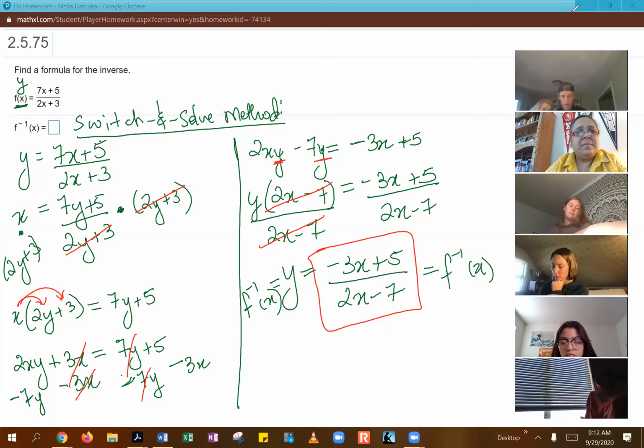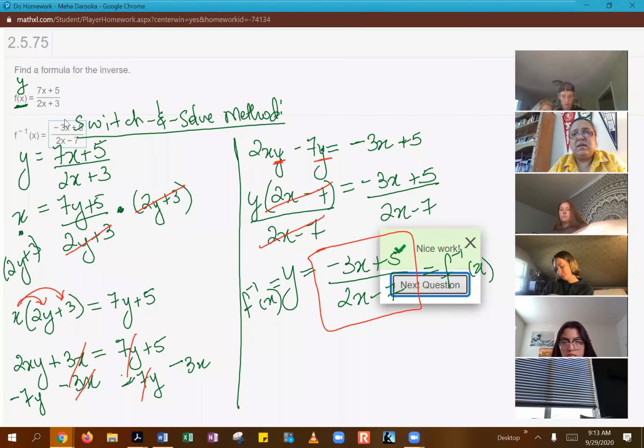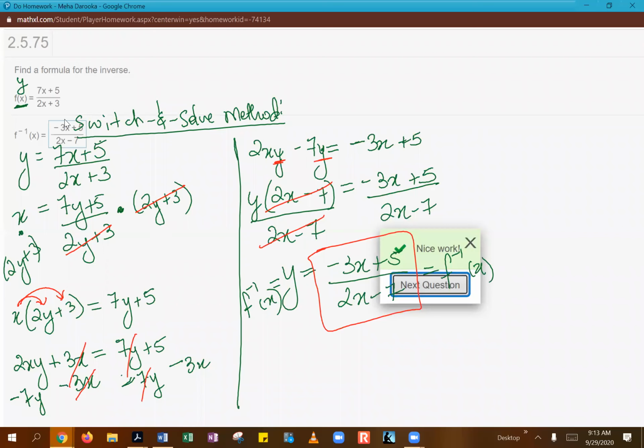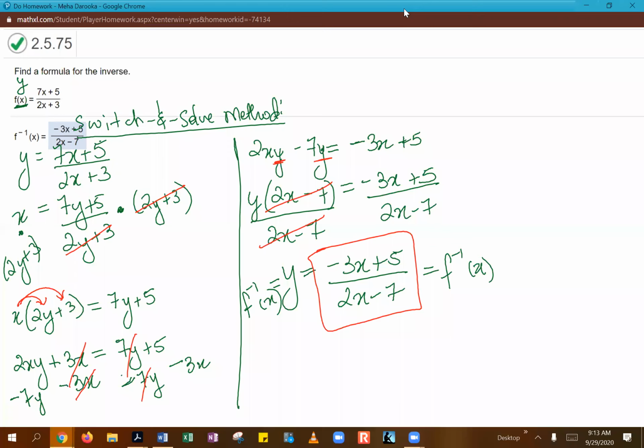So let's go ahead and plug that answer into our function over here. That's negative 3x plus 5 on the numerator, and we're dividing this by 2x minus 7 on the denominator. So let's check that. And of course, you can see that's kind of how these switch and solve methods work out to be. Questions on this one, guys?